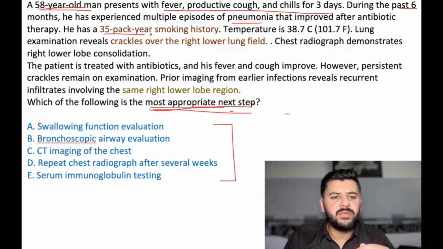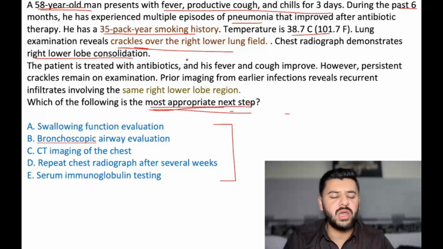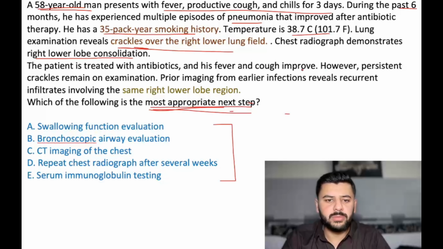He has a 35-year pack smoking history. Temperature is this. Lung examination shows crackles over the right lower lung field. That's very buzzy for pneumonia. Okay, wherever you see crackles, 9 out of 10 times that's pneumonia. Chest radiograph demonstrates right lower lobe consolidation. Okay, they're handing you the diagnosis. The patient is treated with antibiotics and his fever and cough improve. Okay, that's good. However, persistent crackles remain on examination.